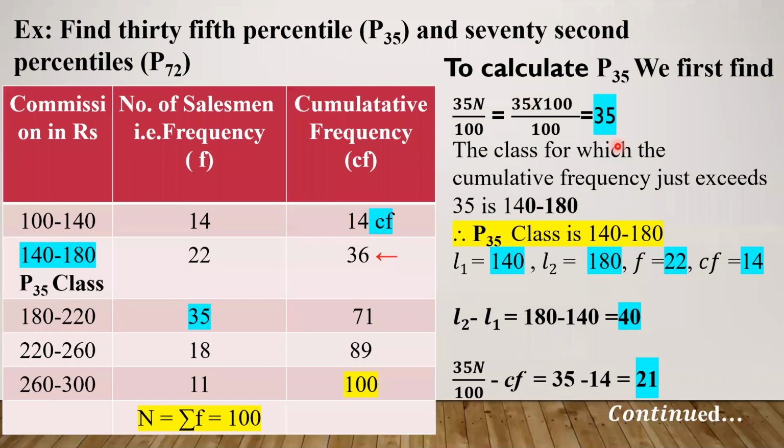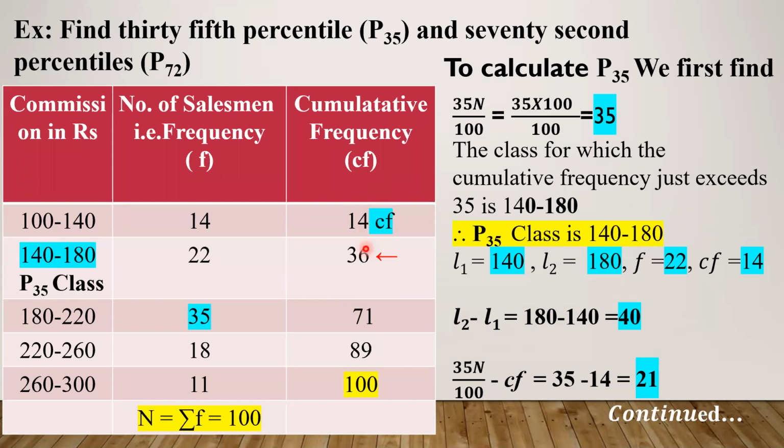Now what is the fourth step? In the fourth step, we locate the P35 class. How do you locate the P35 class? In a similar manner as we did for the deciles, quartiles, and median. Look at the cumulative frequency column, start reading the values, and stop at the place where the cumulative frequency exceeds 35. So the first one is 14. It is less than 35, so you have to still go ahead.